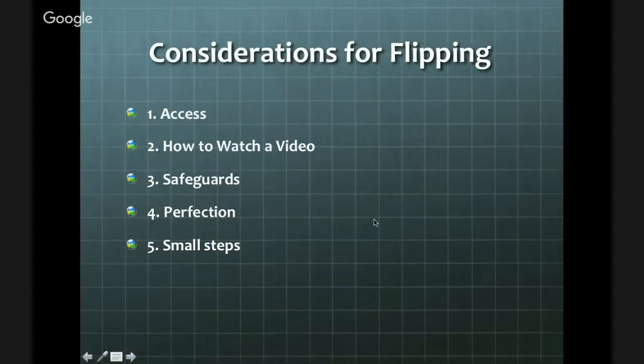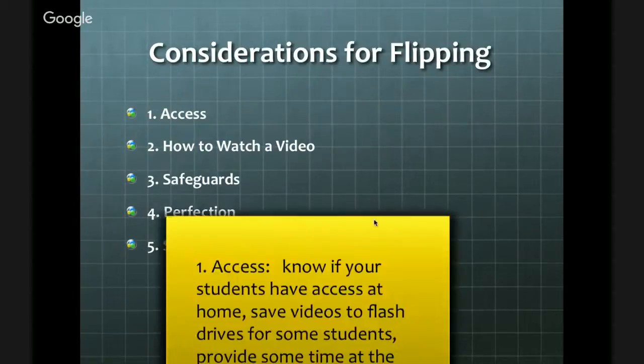So some things we need to talk about when we're considering flipping a classroom. So we're talking about access, if all our students have access. How do we watch that video? Putting some safeguards in place. The idea of aiming for perfection and taking small steps.